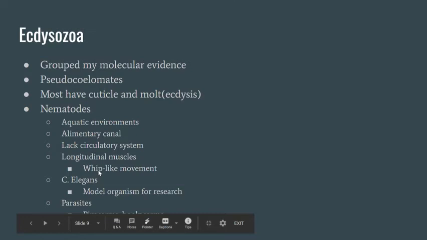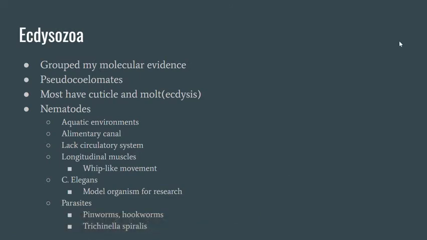A notable nematode is C. elegans. This is a model organism for research. And of course, nematodes are also famous for their parasites, their pinworms and hookworms. Also, nematodes can cause a disease called Trichinella spiralis. This is usually acquired by eating raw or undercooked meat.